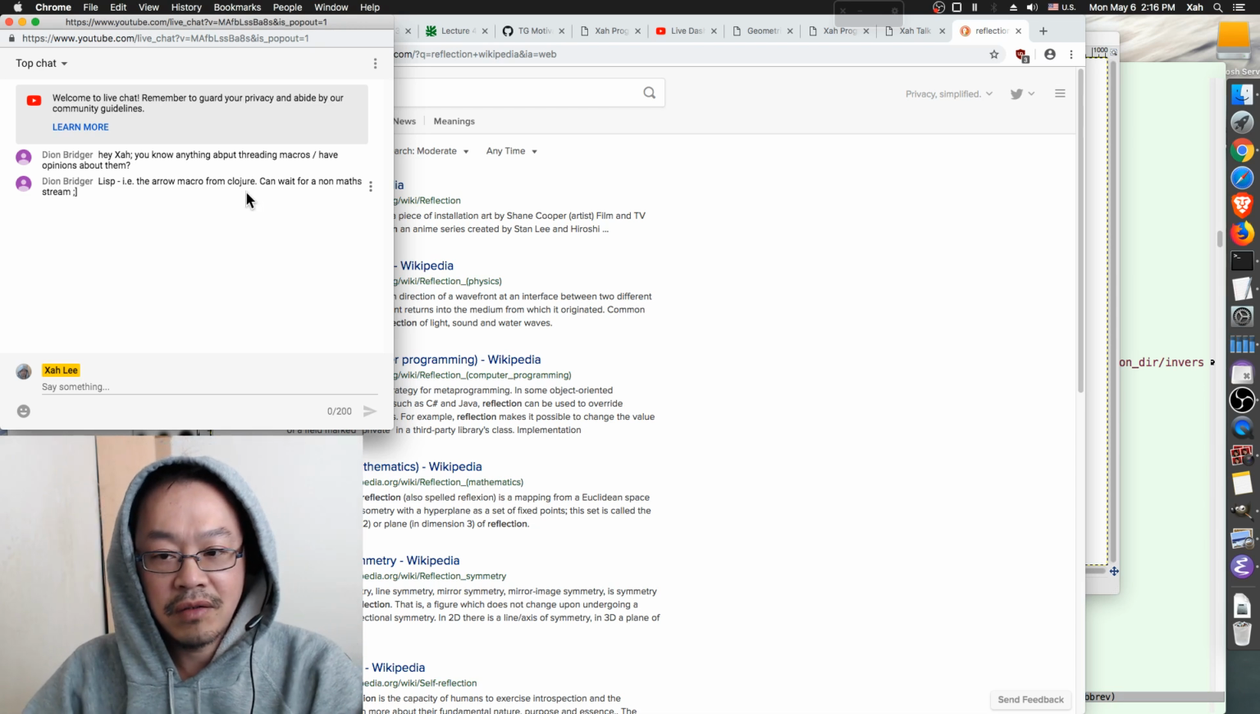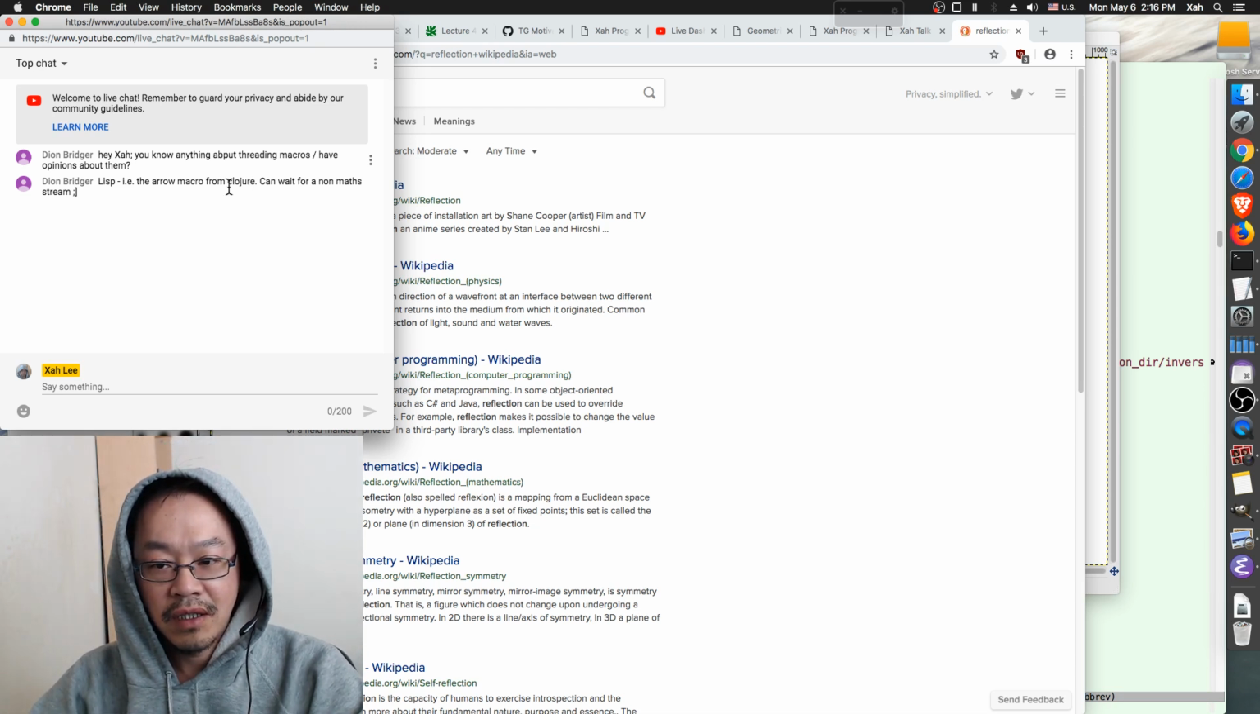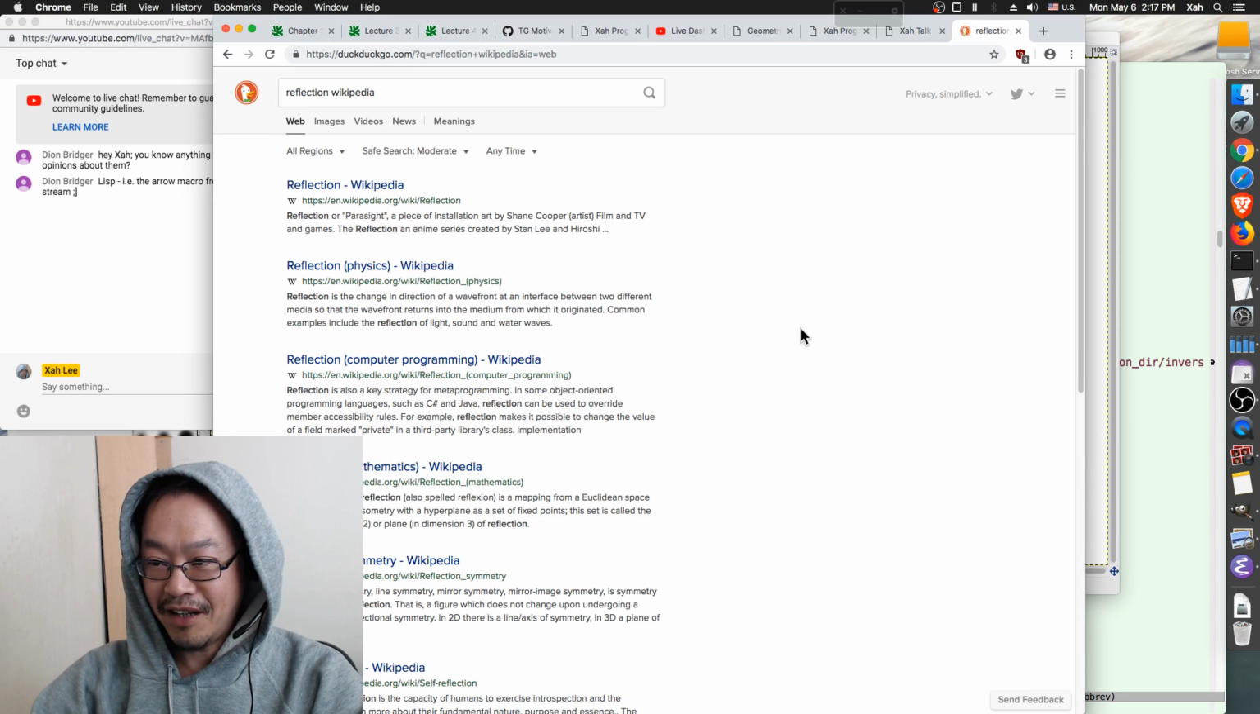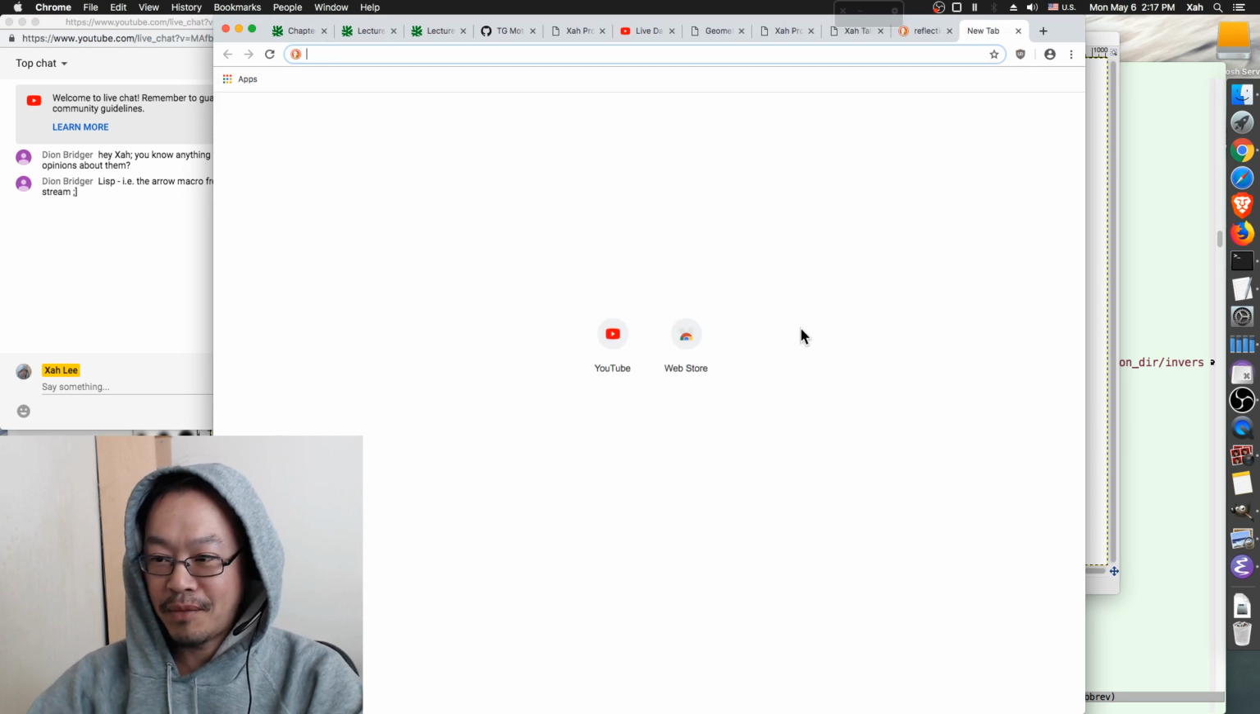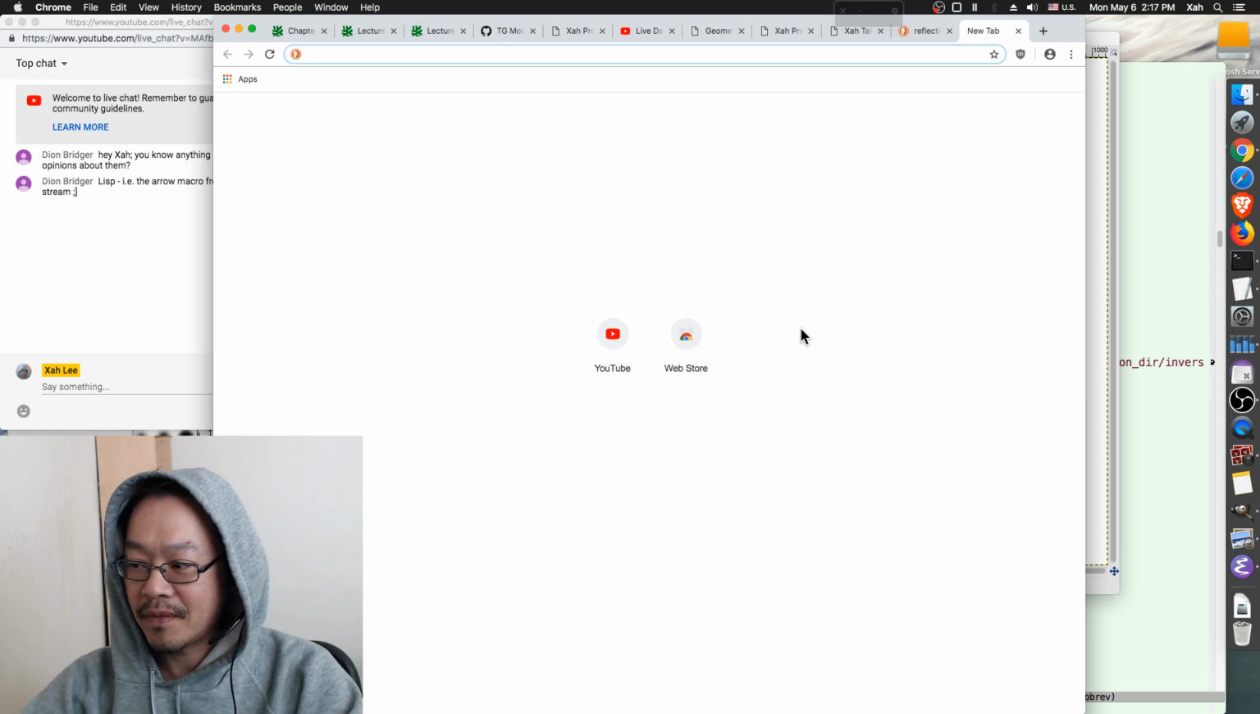The arrow macro from Clojure. Yeah, we can talk about that next episode about Lisp macros, and arrow functions. But anyway, let's go back.